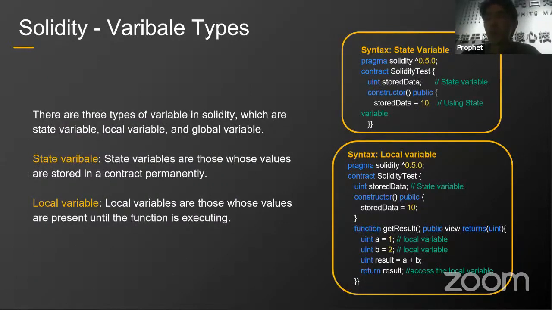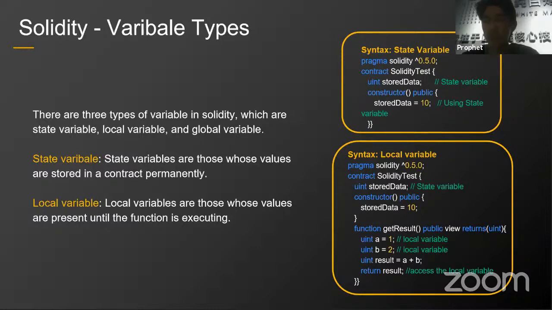Okay, after the data type, here we are going to talk about the variable type. What's variable type? Variable type is connected with where the variable will be stored. If the variable is stored on the blockchain, it will be a state variable. If you declare a variable and you want it to be stored on the blockchain, then you should declare it as a state variable. And if you don't want it stored on the blockchain, and it's just used in some function, you can just declare it as a local variable.